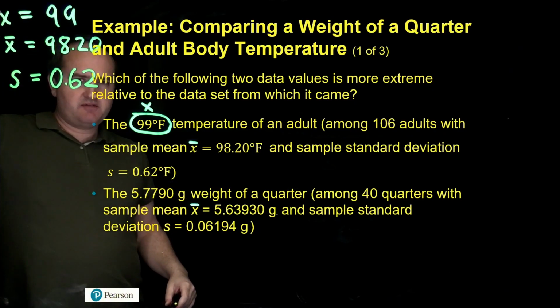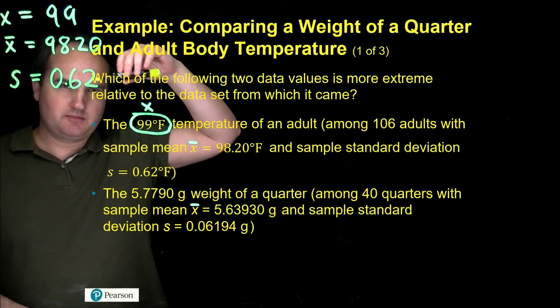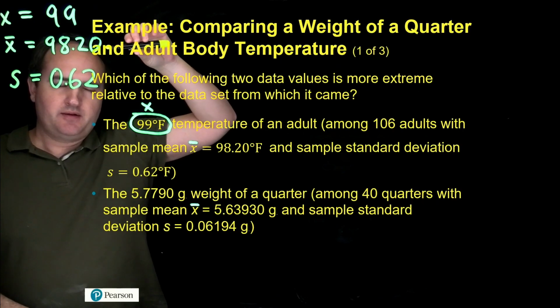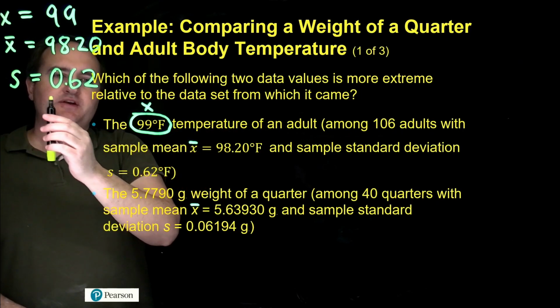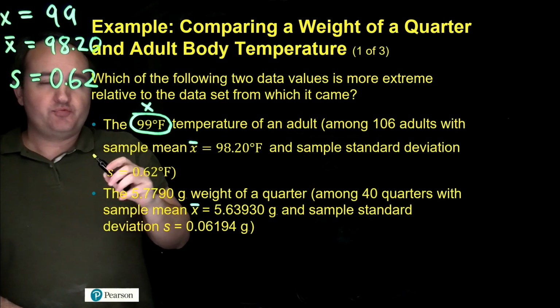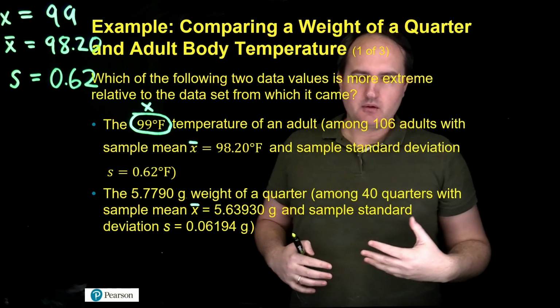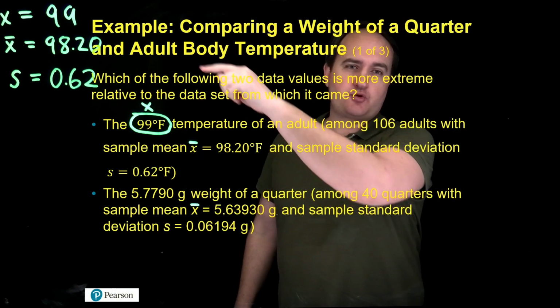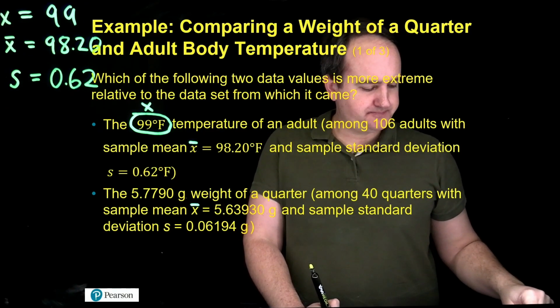These statistics here: the data value is 99, the mean is 98.20, and the standard deviation is 0.62. These are for the temperature of an adult. So let's go ahead and use the z-score formula for these and see what it tells us.